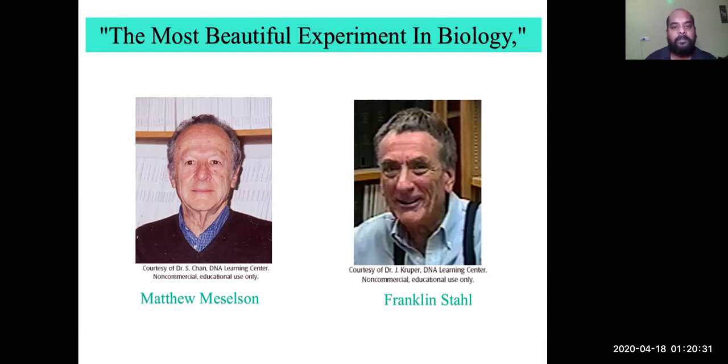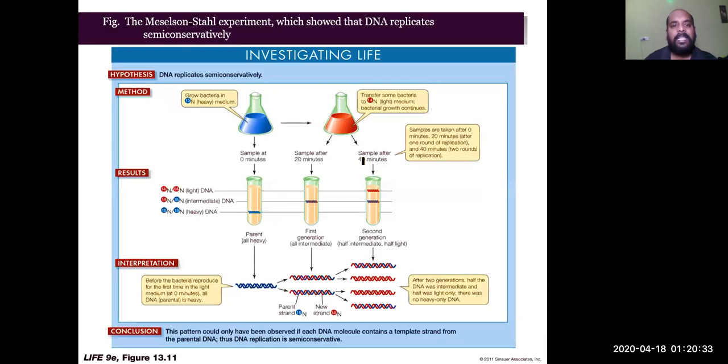These two scientists took E. coli cells. In normal DNA, we have the N14 isotope of nitrogen in our nucleotides. These people used a separate isotope of nitrogen, N15, and denoted it as heavy medium. They kept E. coli cells in the heavy medium so that the entire composition of DNA would be N15 always.